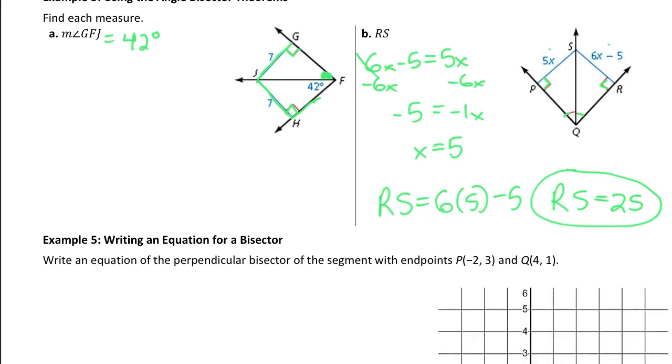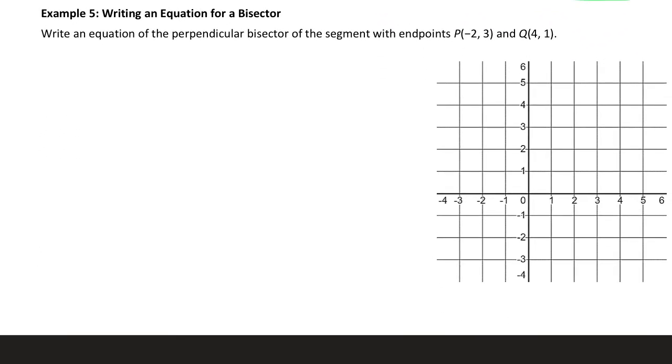Okay, so the last example here I think is the toughest one. It's probably going to take me the longest to explain, but writing an equation of the perpendicular bisector of the segment. So first things first, graph the points. Negative 2, 3, and 4, 1. So this is point P, this is point Q, and I'm going to connect them because it's a segment. And I'm going to do my best to connect them, but I probably won't do a good job. That's as straight as I can make it freehand.